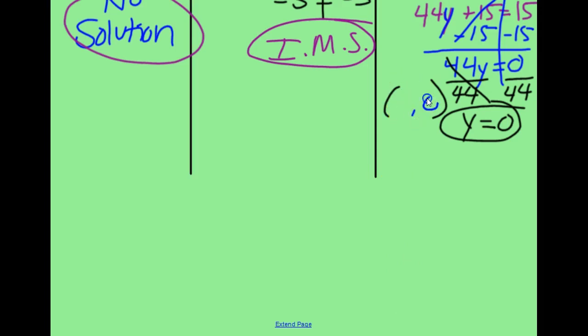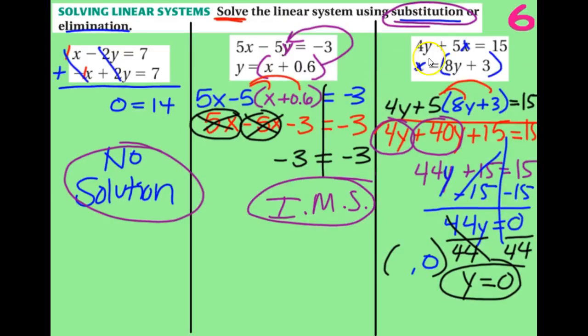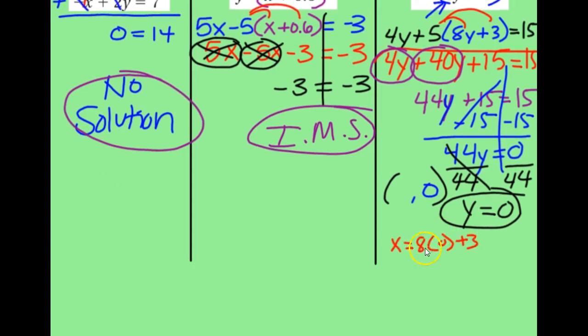So I know y is 0. I'm going to plug it back into the second equation. It says x equals 8y, which is 0, plus 3. Well, it's really not that much extra. 8 times 0 is 0. So 0 plus 3 is 3. So that would be our answer, our one solution that we have.